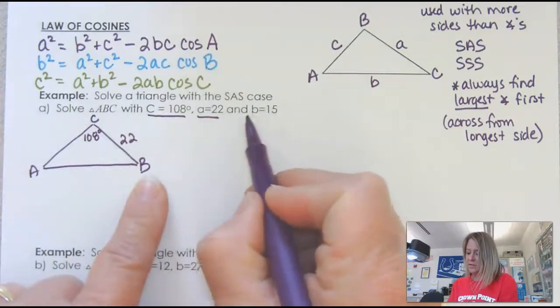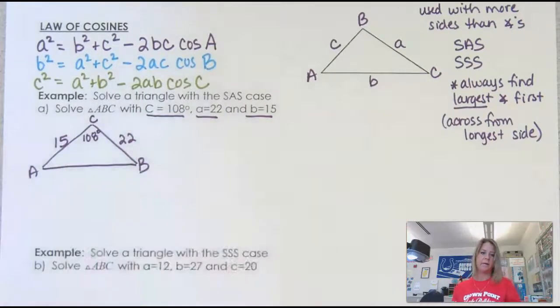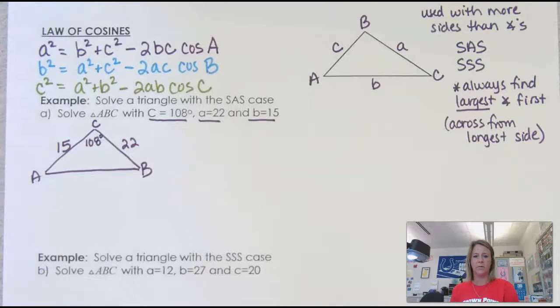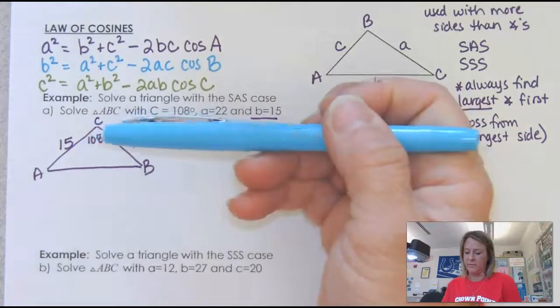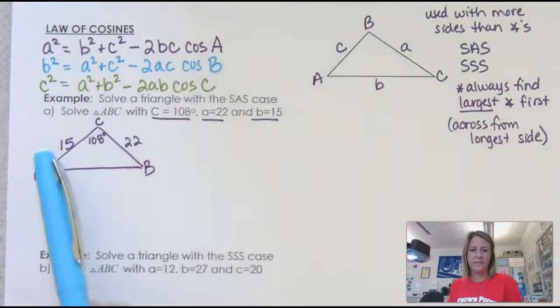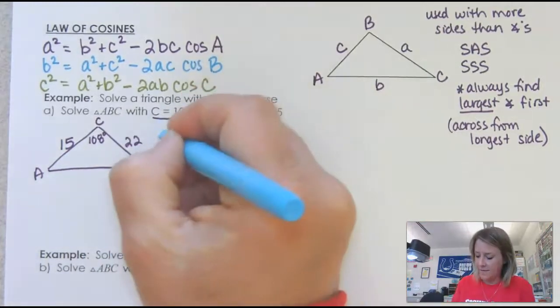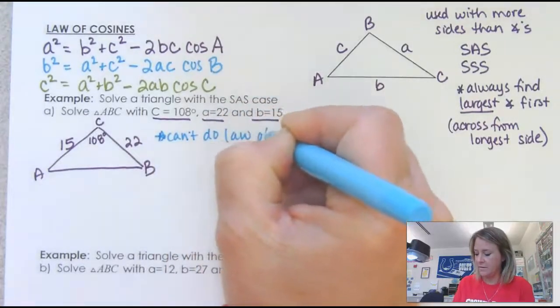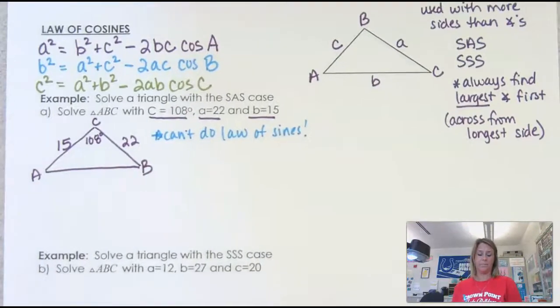The side that's across from angle B right here is going to be 15. All right, so I've got that labeled. Do you see how I've got a side and another side and the angle in between? If you tried to do the law of sines, you don't have anything right across from each other to set it up. So that's a good point. We can't do law of sines. Not possible. Can't set it up.